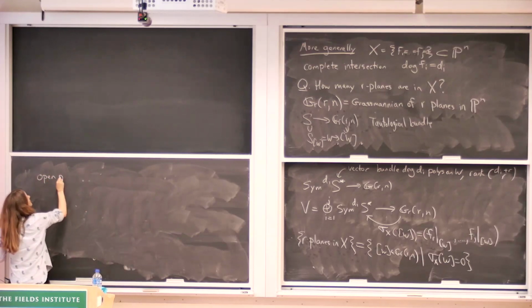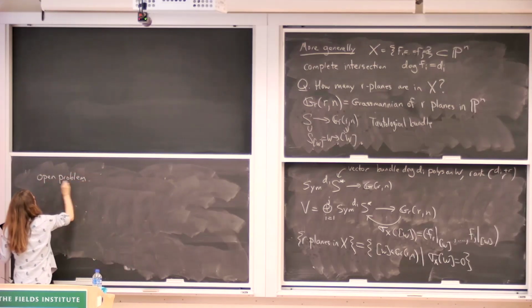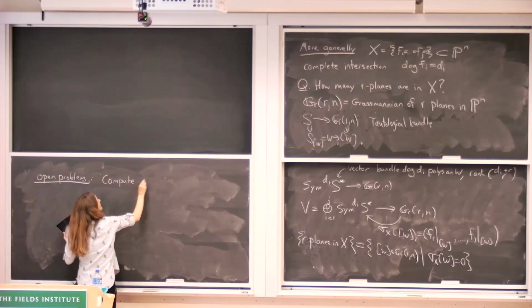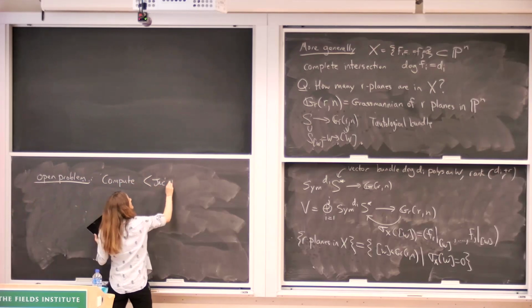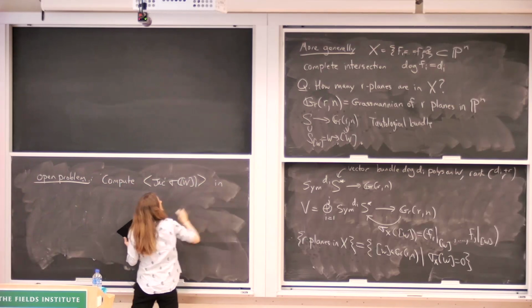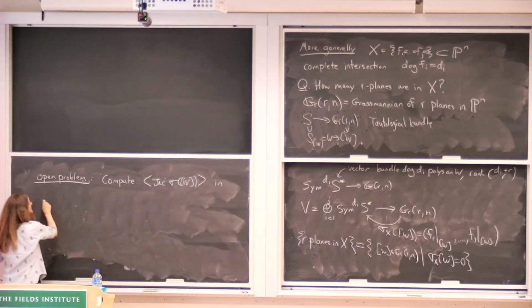Open problem: compute this Jacobian in terms of the geometry of the plane sitting inside X.